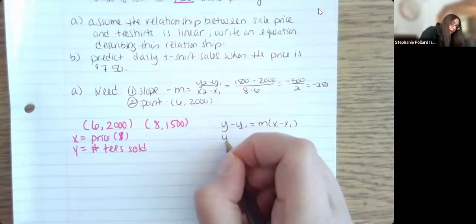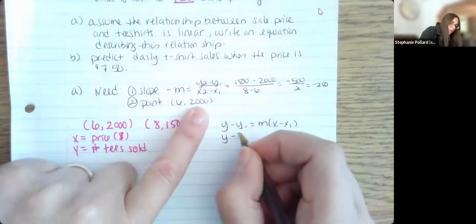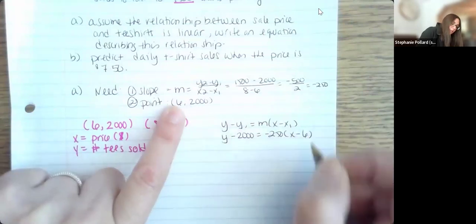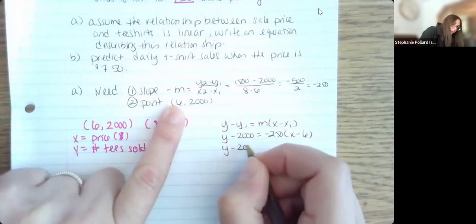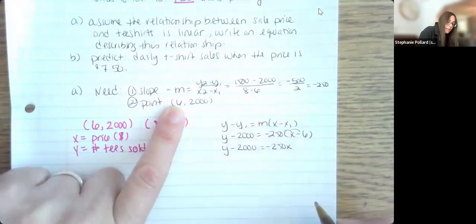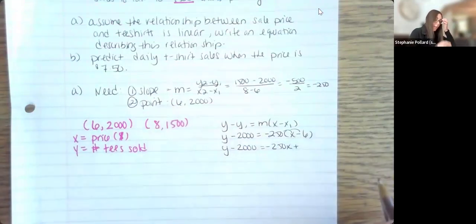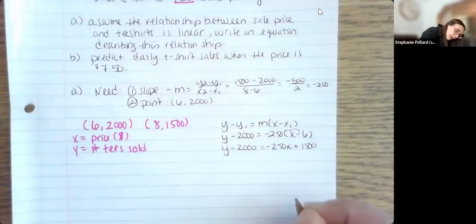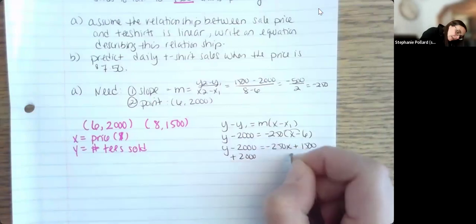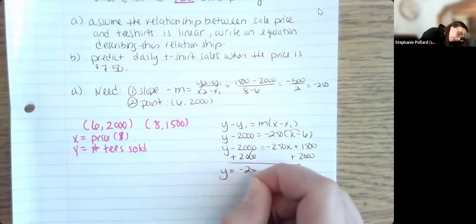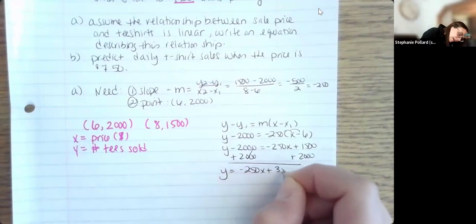So here, my Y1 is going to be 2,000. My M is negative 250, and my X1 is 6. So I'm going to clean this up a little bit. I'm going to multiply this through. So I have negative 250x. Here, my two negatives will become a positive, and I have 1,500. I'm going to add the 2,000 to both sides. And I have y equals negative 250x plus 3,500.